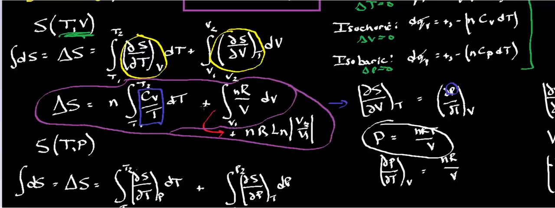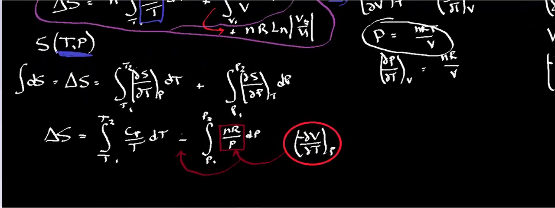This is the expression when you're dealing with entropy as a function of temperature and volume. Now what I want to do instead is the same thing, but let's assume entropy is a function of temperature and pressure. I'm going to use this total differential method. The integral of dS is delta S, and that's equal to the integral from T1 to T2 of the partial of S with respect to T at constant P dT, plus the integral from P1 to P2 of the partial of S with respect to P at constant T dP.